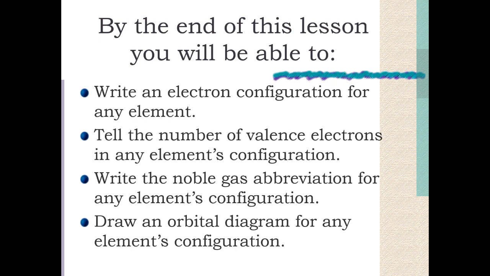Hi everybody. This is going to be a lesson about writing electron configurations and drawing orbital diagrams for every element on the periodic table. We'll also learn how to look at the configuration and tell the number of valence electrons. And for the really long configurations, we'll learn how to write what's called a noble gas abbreviation.